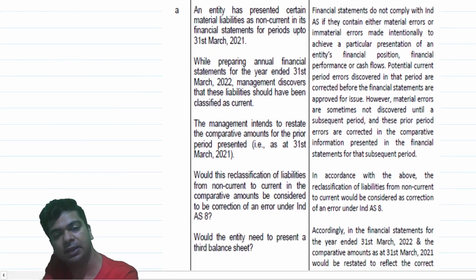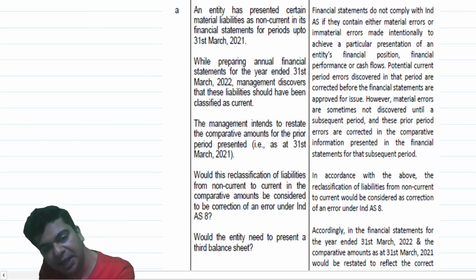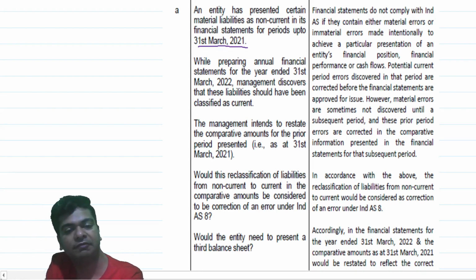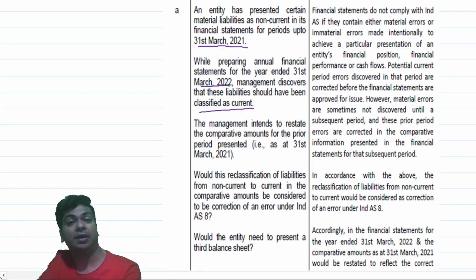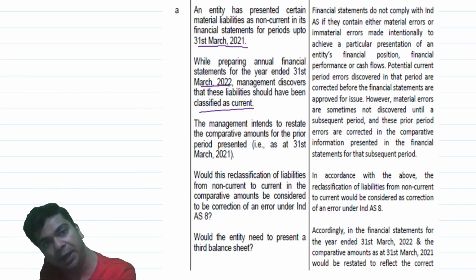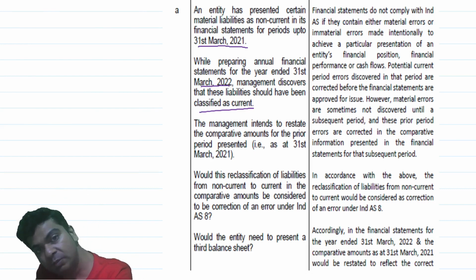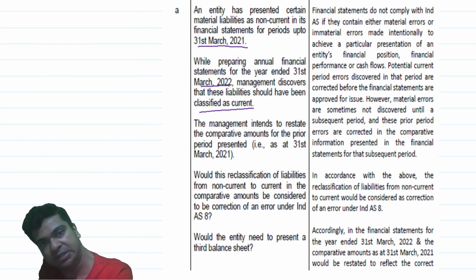Yes, what are they saying? They say an entity has presented certain material liabilities as non-current in its financial statements for the period up to 31st March 2021. While preparing annual financial statements for the year ended 31st March 2022, management discovers that these liabilities should have been classified as current. Okay, so it's a classification error. We can even consider this as misinterpretation of facts. You misinterpreted. Liabilities were current, but you have been disclosing them as non-current. This is definitely an error, and we need to rectify this error.